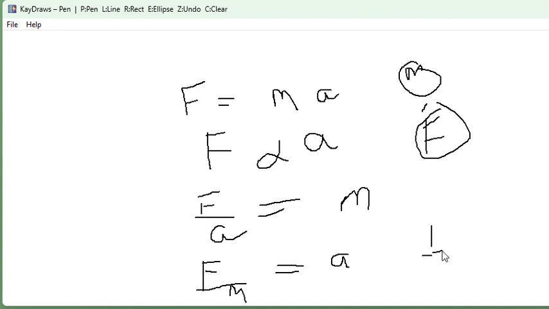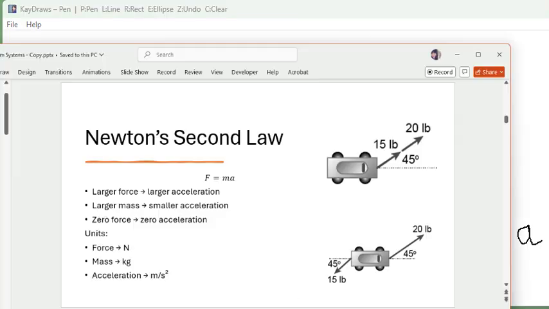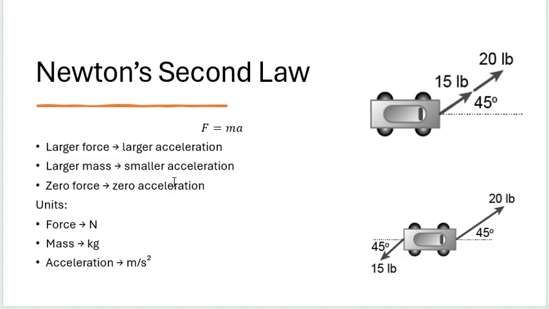If the force is constant, your mass is going to be inversely proportional to the acceleration. So if your acceleration is high, it means you're dealing with a small mass. If you have a smaller acceleration, then you're dealing with a larger mass. Zero force is zero acceleration, because if the force is zero, your acceleration will definitely be zero. Your unit for force is the Newton, for mass is the kilogram, and for acceleration is meters per second squared, in SI units.